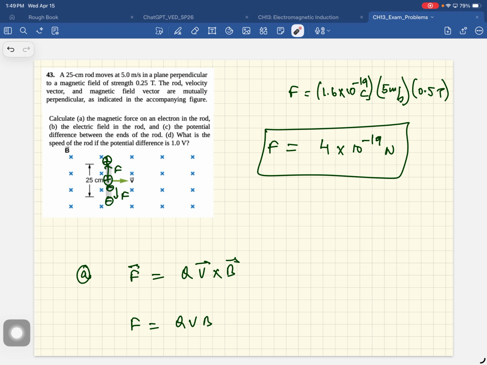And then they ask you, what is the speed of the rod if the potential is 1 volt? Okay. So when the speed was 5 meters per second, the voltage was 0.3 volts. You want 1 volt, so you got to go 3 times as fast. Okay? If you want 3 times the voltage.